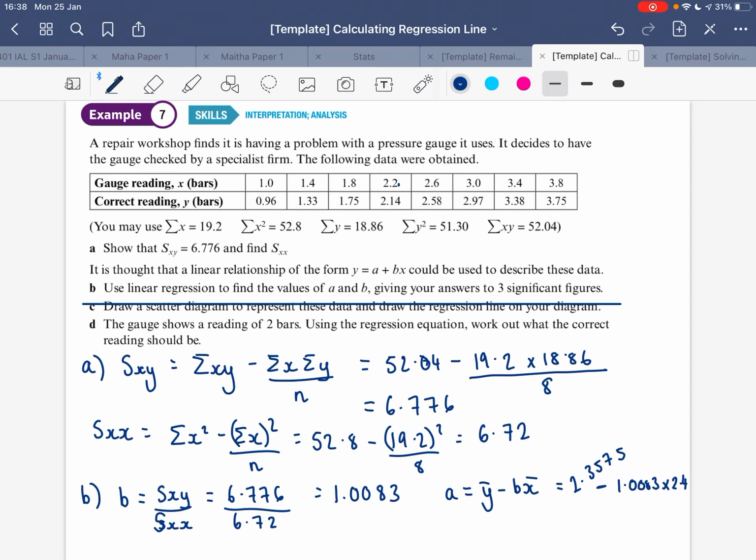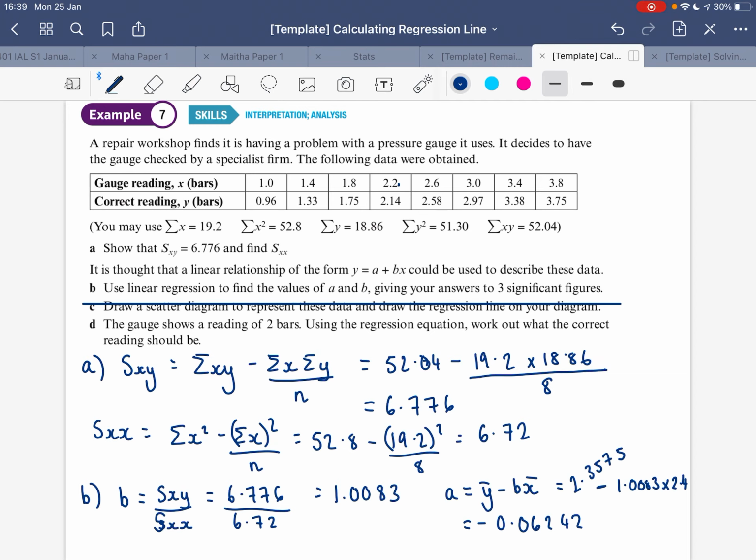Again, I just want to check that I'm doing the right thing. I do doubt myself. Yeah, I am doing the right thing. And that gives us an A value of 2.3575 minus 1.0083 times 2.4, which is negative 0.06242. Let's leave that as it is.